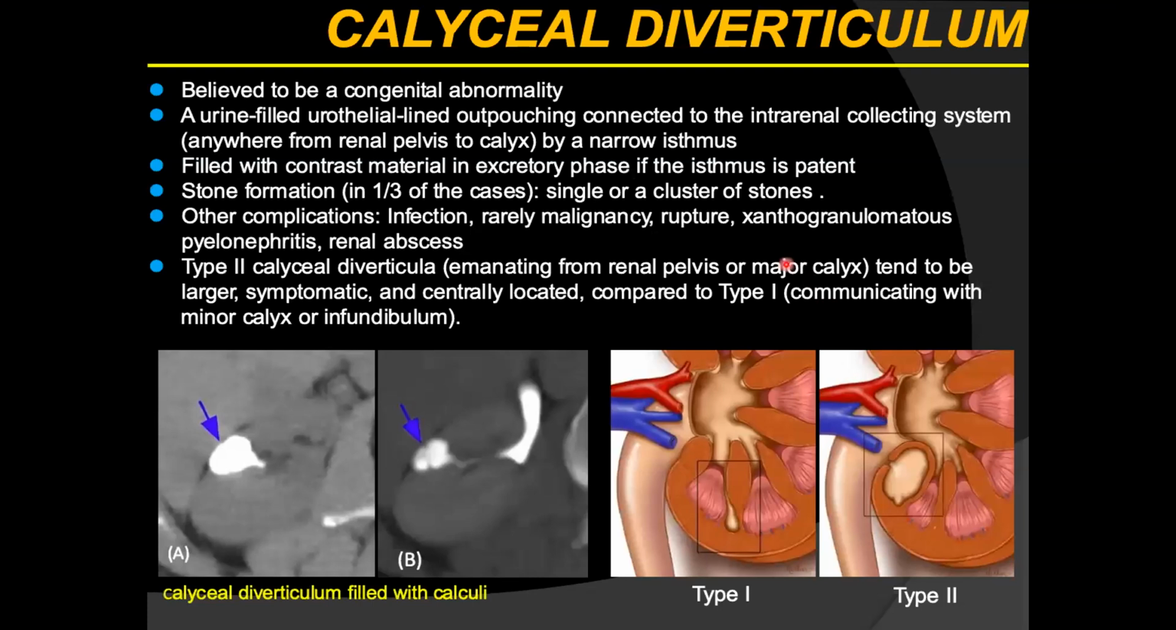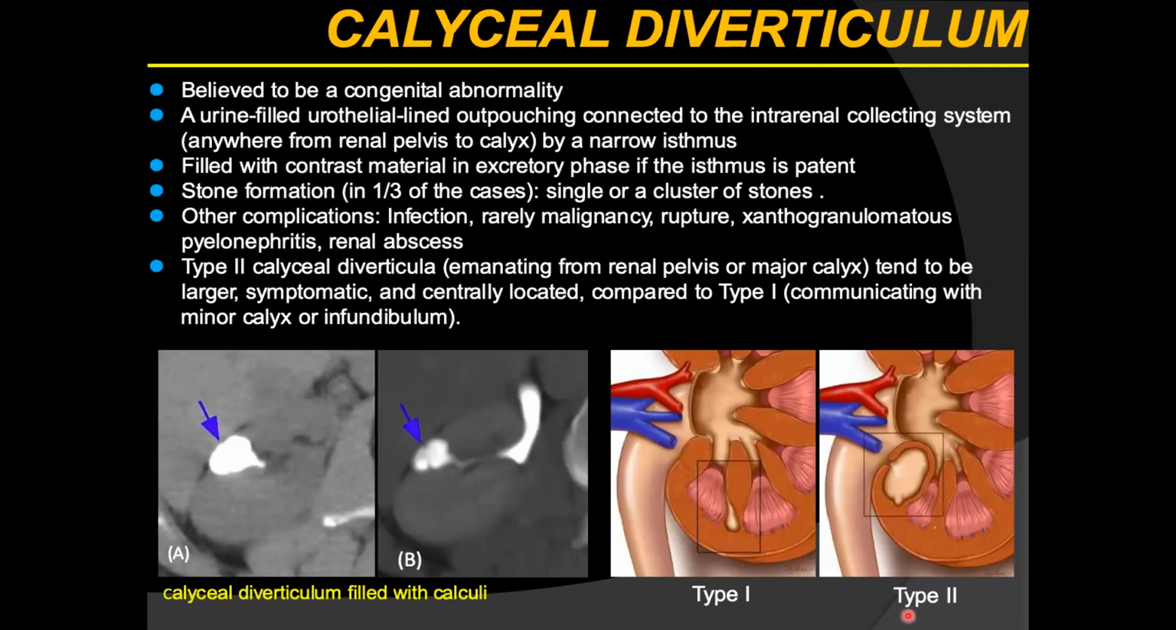Coming to caliceal diverticuli, these are believed to be congenital abnormalities. It's usually a urine-filled, urothelial-lined outpouching connected to the intrarenal collecting system, which can be anywhere from the renal pelvis to the calyx, by a narrow isthmus. It's filled with contrast medium in the excretory phase if the isthmus is patent. Stone formation is seen in one third of the cases, and may be a single stone or a cluster of stones. Other complications related to caliceal diverticuli are infection, rarely malignancies, rupture, xanthogranulomatous pyelonephritis, and renal abscesses.